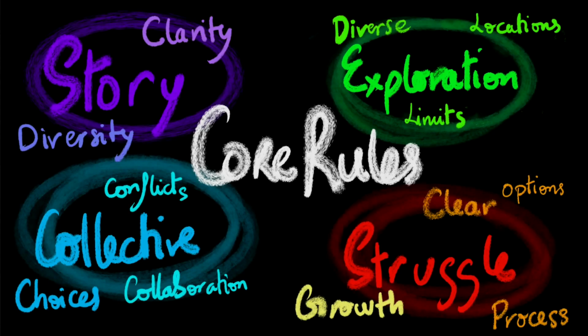Can you tell us about the 10 core rules? You can classify them in 4 categories. There would be rules concerning exploration, rules concerning the struggle in order to finish the game, rules relative to the collective aspect of the game, and rules relative to the storyline aspect.